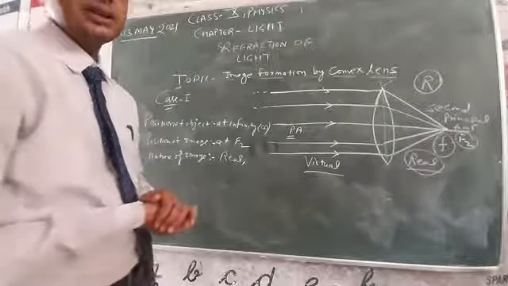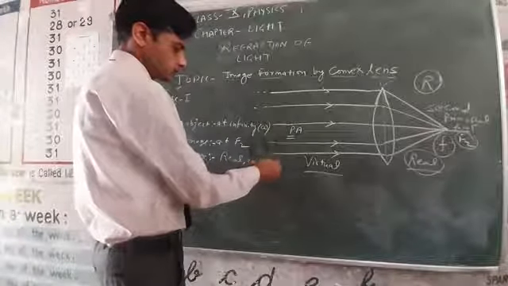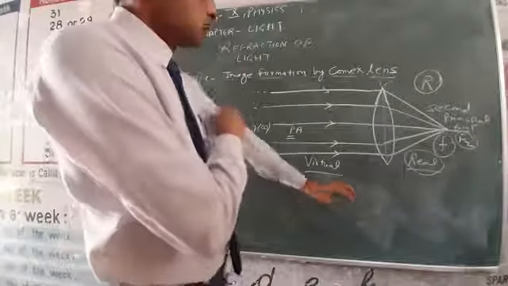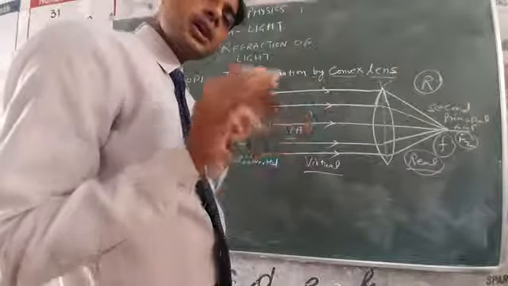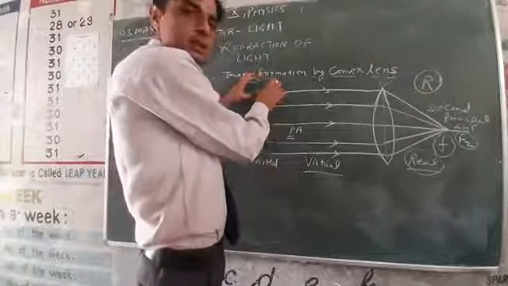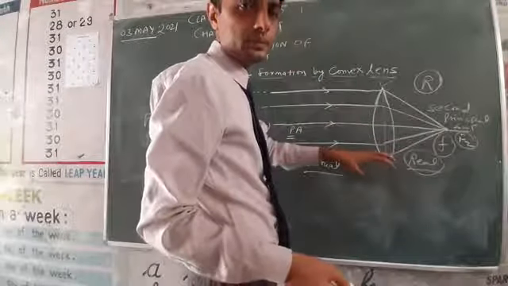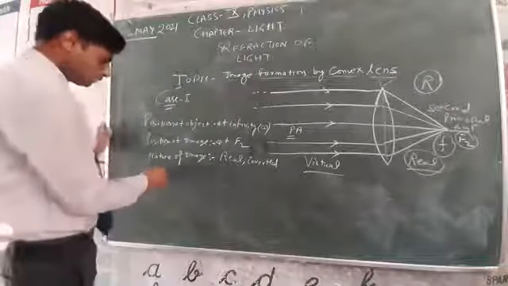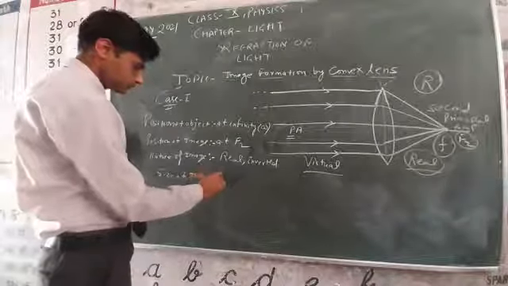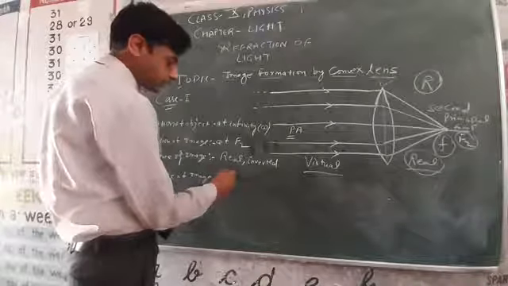and the real image is inverted, and your image is inverted. It means the image is inverted with respect to the object. The upper side of the object gets inverted. Size of image, the size of the image is highly diminished.